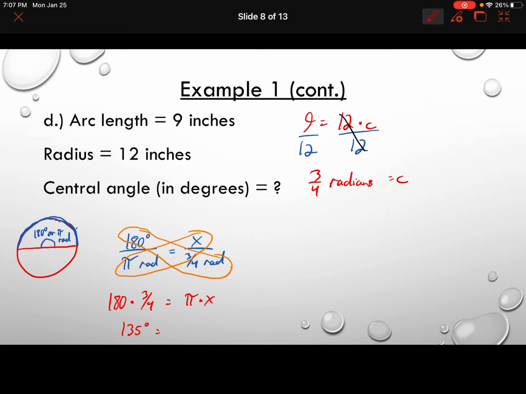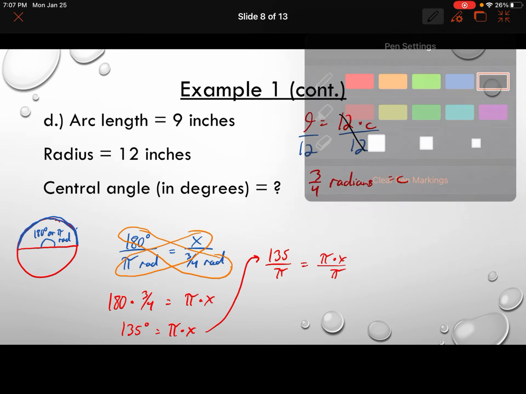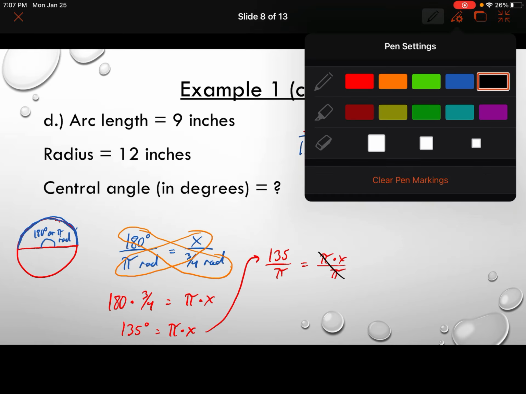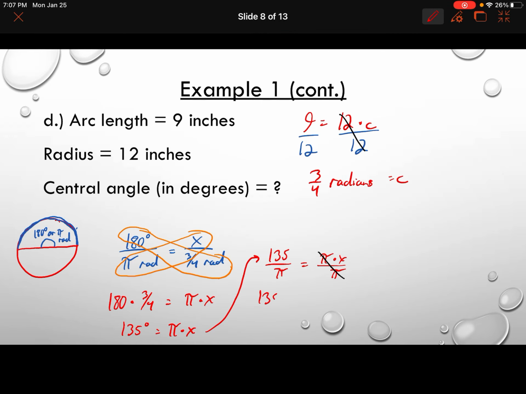And then on the other side, we end up with pi times x. Once again, we have something times x, so in order to get rid of that something, we divide both sides by pi. So we have 135 divided by pi is equal to pi times x divided by pi. Once again, the pi's cancel out, and we're left with 135 degrees divided by pi is equal to x.